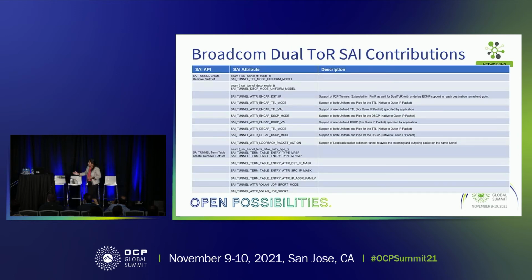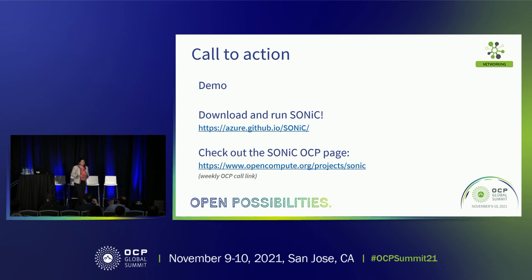So this is just the list of all the SAI attributes and APIs that have gone specifically for this project. You can take a look at this offline. These are all specific to tunnel creations and how everything is handled. We are almost at the end of the presentation, so I'll just quickly segue into the demo. That shouldn't take too long.